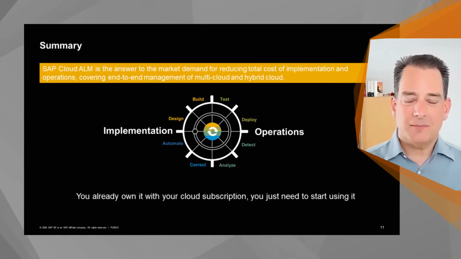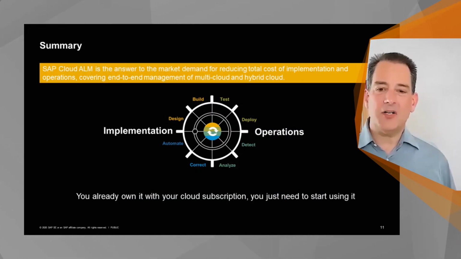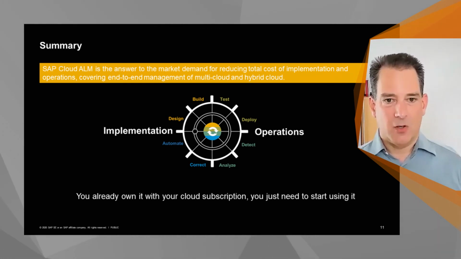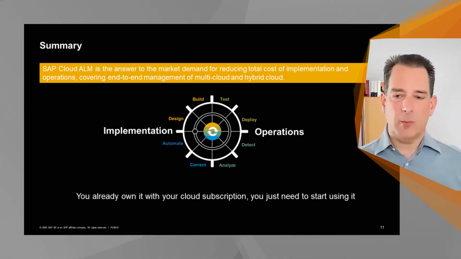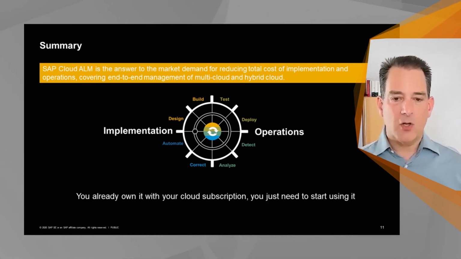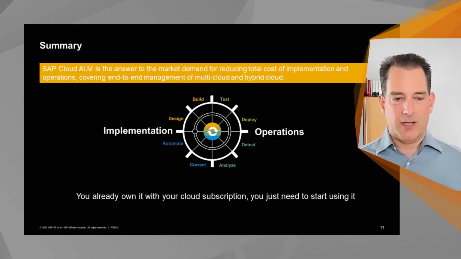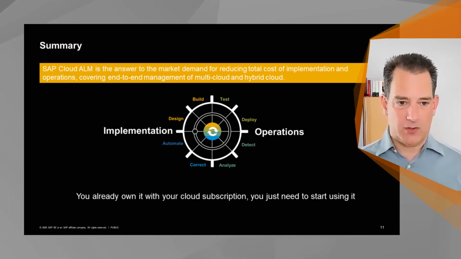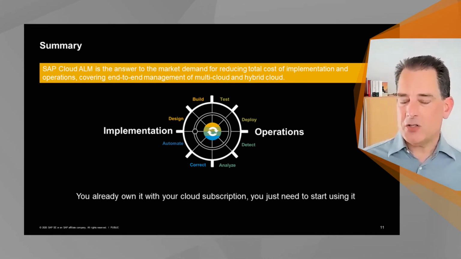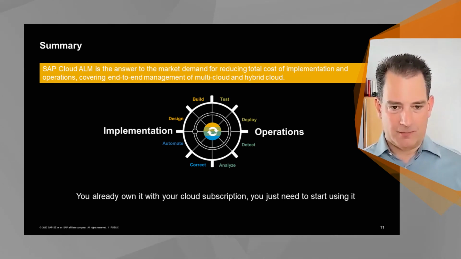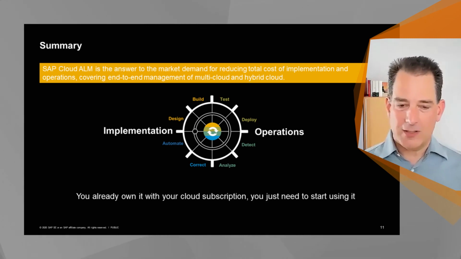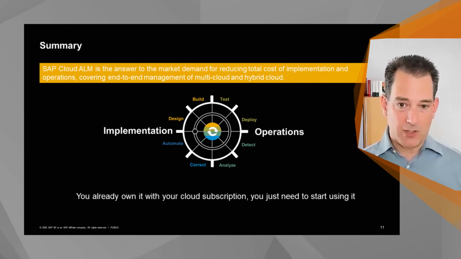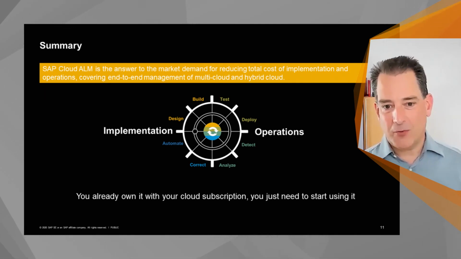So let me summarize. SAP Cloud ALM is the answer to burning questions of our customers, to reduce cost of implementation, to reduce cost of operations for the intelligent enterprise, including the active management of cloud solutions for both implementation and for operations. Don't forget, operations still remains relevant. And as we learned from Janko, business users are more involved than ever before.